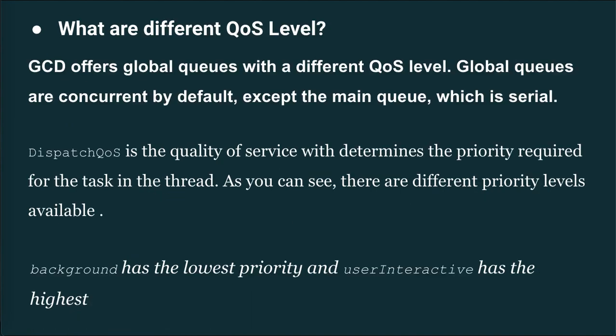What are the different queue levels? GCD offers global queues with different queue levels. Global queues are concurrent by default, except the main queue, which is serial. Dispatch queues have a quality of service, which determines the priority required for the task in the thread. As you can see, there are different priority levels available. Background has the lowest priority and user interactive has the highest.